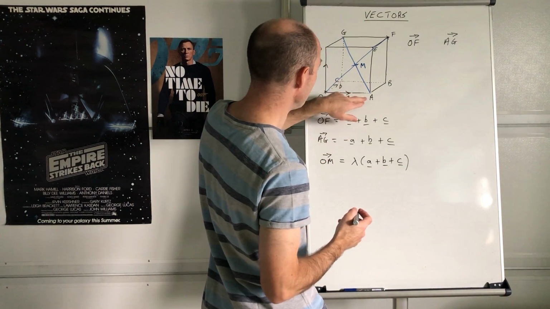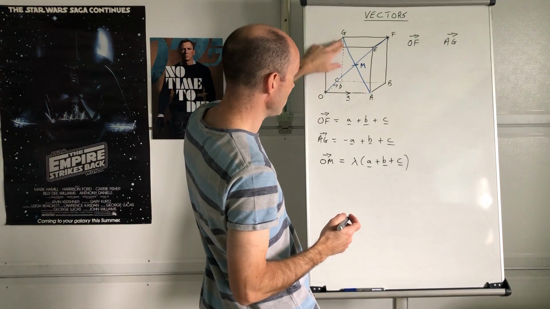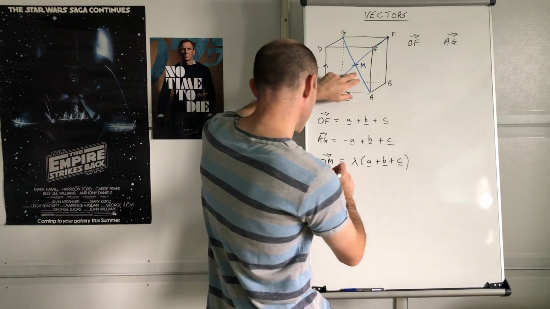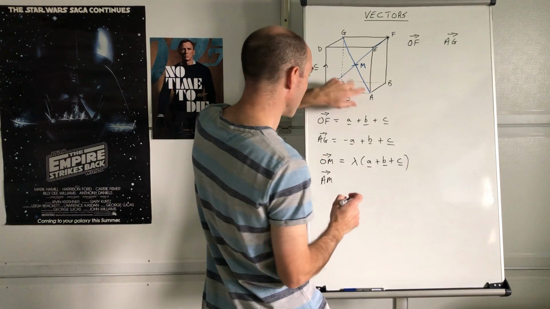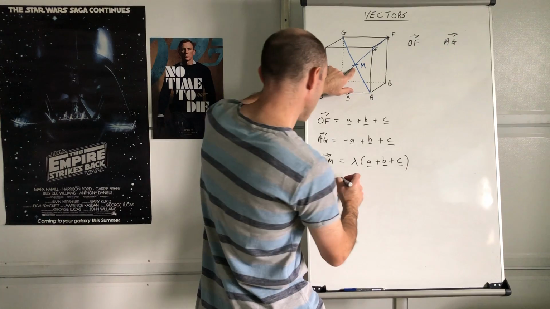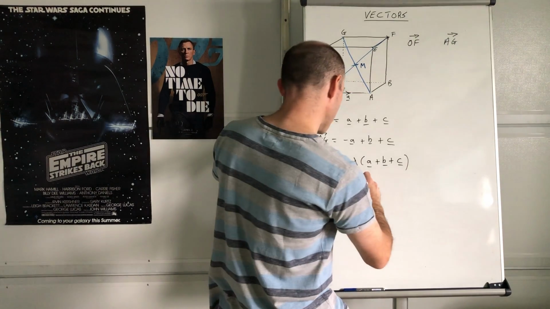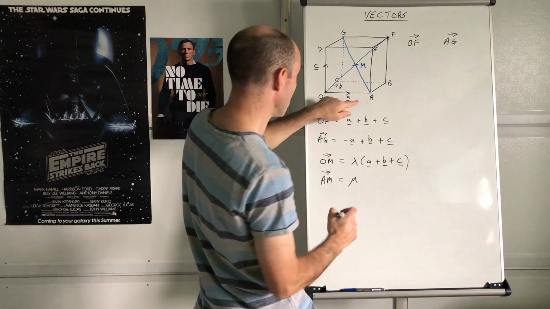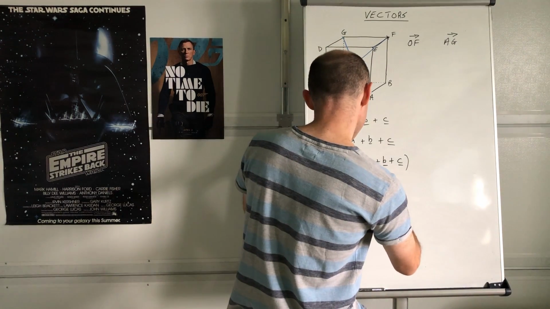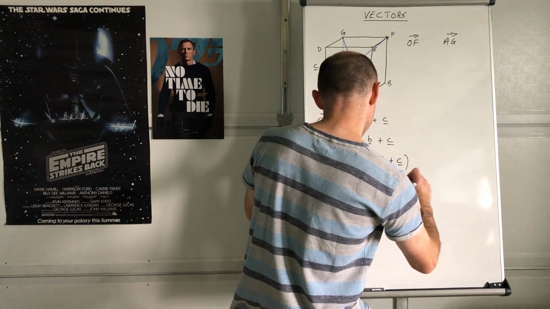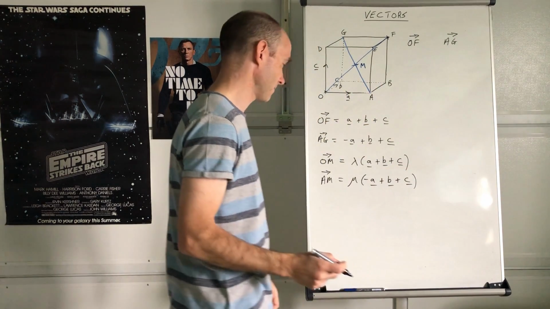Now, also, M lies along the line A to G, doesn't it? So let's work out an expression for vector AM, from A to M. That is going to be similar, isn't it? But we use a different letter there. We're going to use mu, and it's going to be some multiple of AG. So mu times (negative A plus B plus C). Okay? All right.